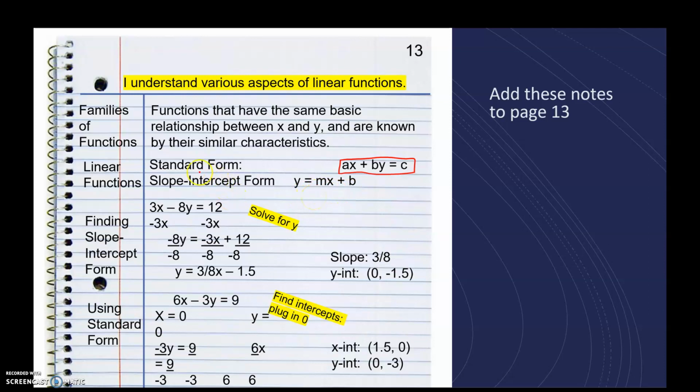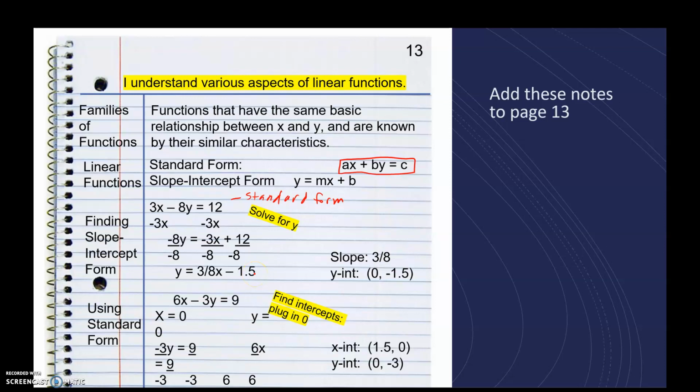So this first problem is in standard form, the way it's written. That 3x minus 8y equals 12. Now what we want to do is put that in slope-intercept form. As you can see, we subtracted 3x from both sides. The negative 3x does not combine with the 12. It's got to be separated. Then you divide by negative 8, and a negative divided by negative is a positive. So you got 3/8x minus 1.5. You can leave that as a fraction.